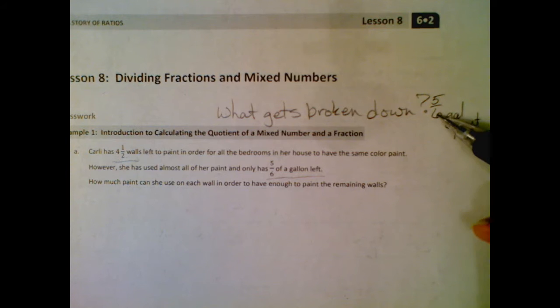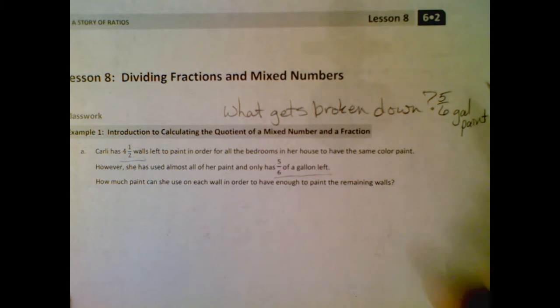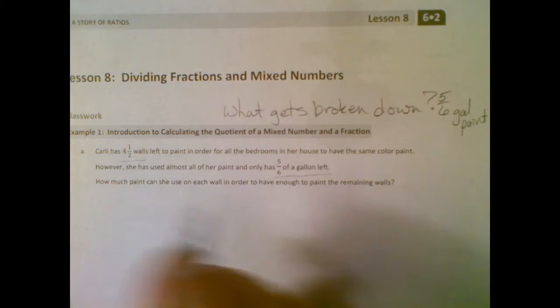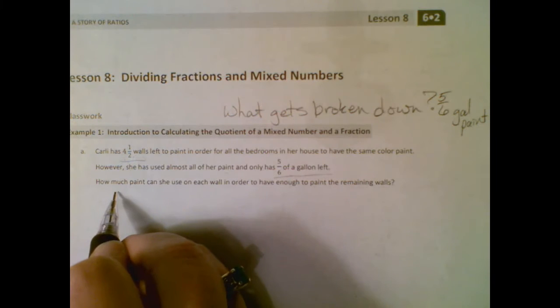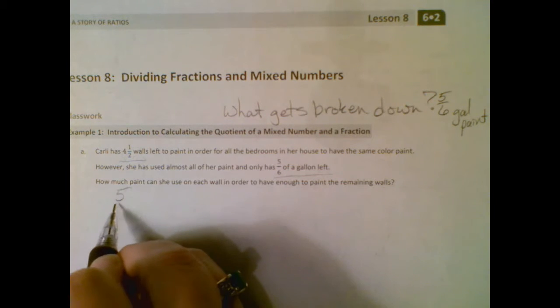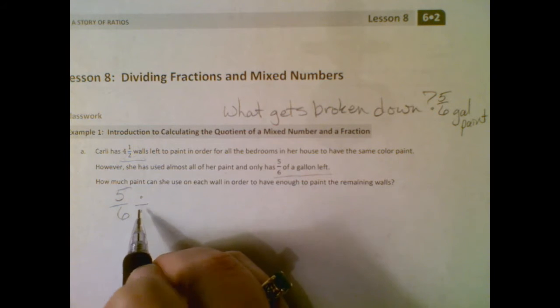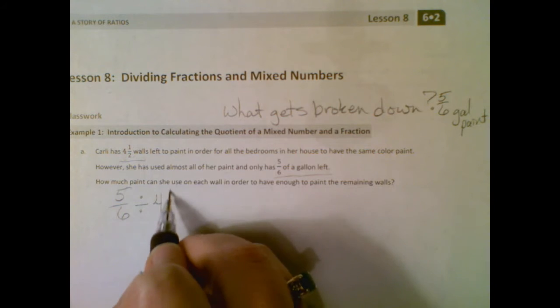So whenever we find the one that gets broken down, that's got to be the number that goes in front of my division problem. So therefore, if we know 5/6 is what's getting broken into the 4 1/2 walls, I'm going to write it this way. 5/6 gallon of paint divided by, broken into groups of 4 1/2.